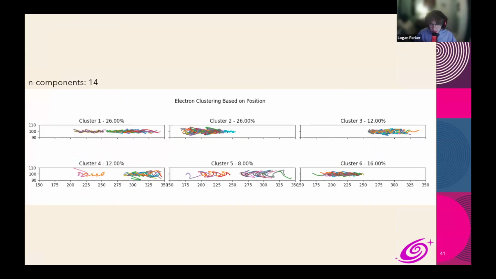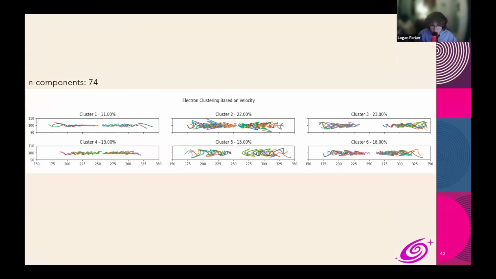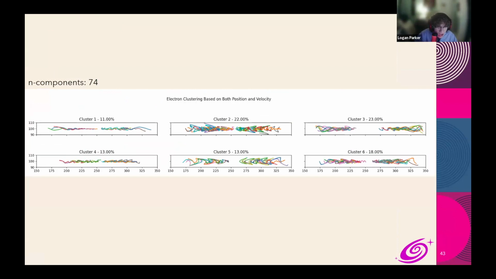And here are the electrons. Here it is clustering based on position, and based on velocity, and I'm pretty sure between velocity and position, electrons do not change at all.